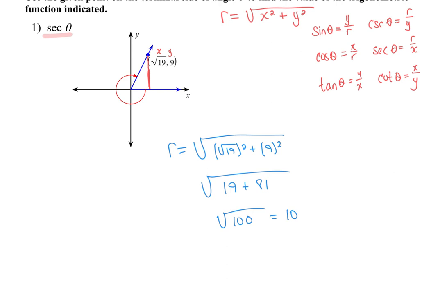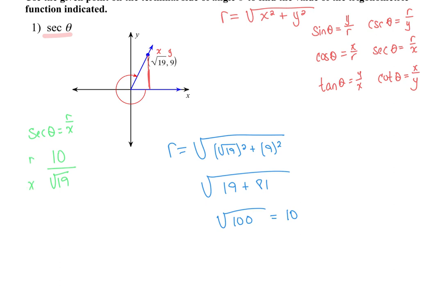So now I'm going to look at secant. Well, secant is the reciprocal of my cosine. So that value, when I give it, is going to be my r, which is the 10 that I just found, over my x value, which is the square root of 19. They have specifically asked for secant. My secant is r over x, so I put r over x.